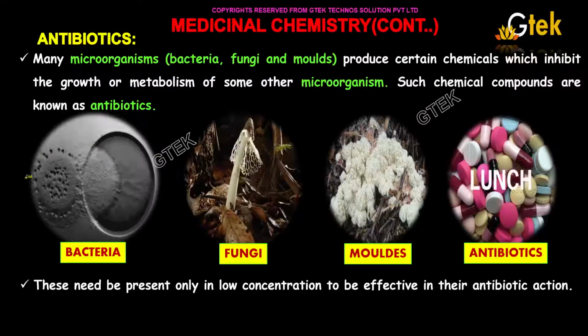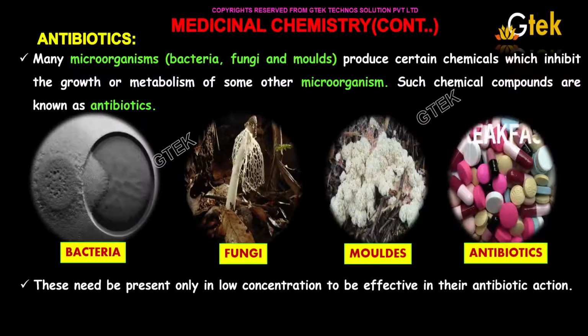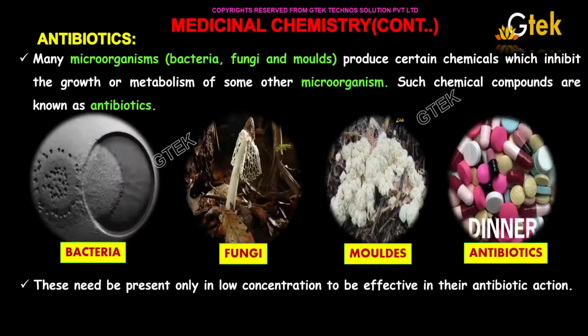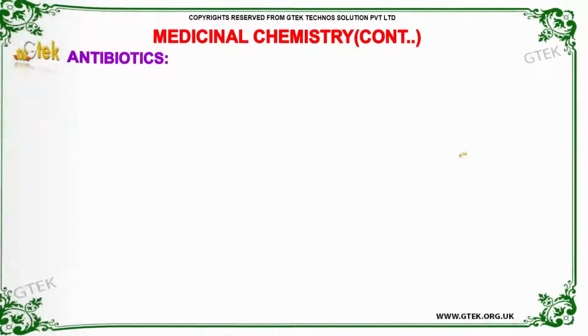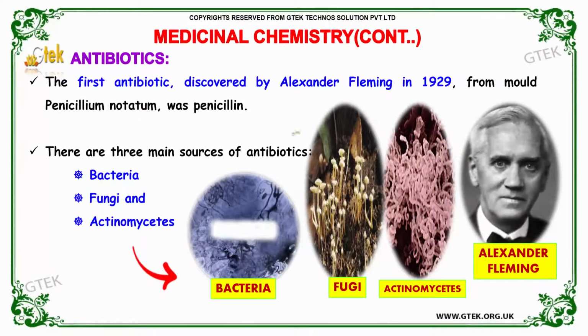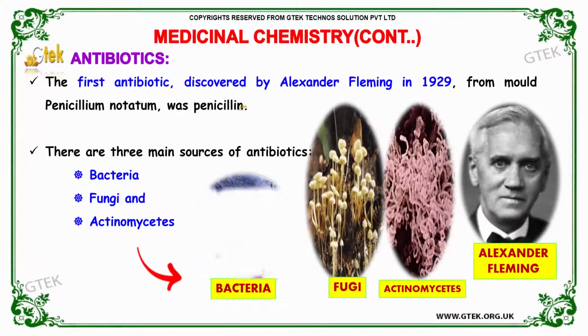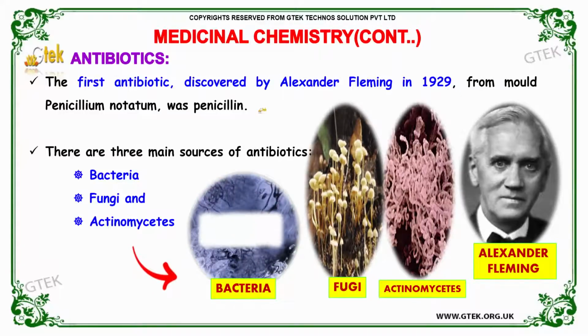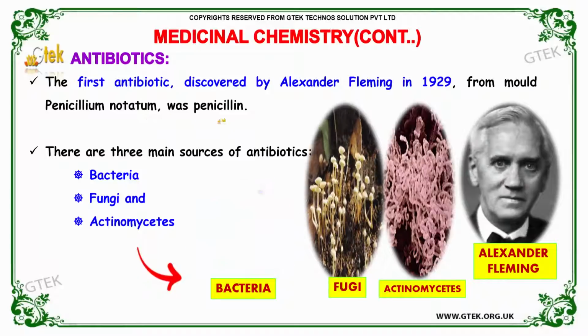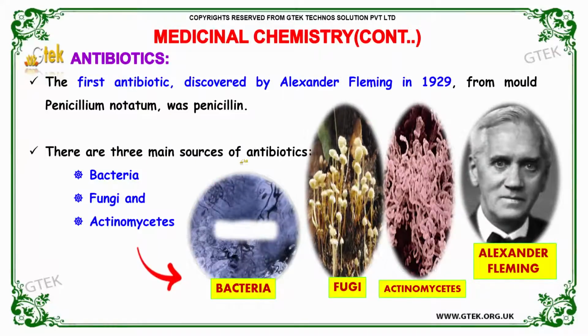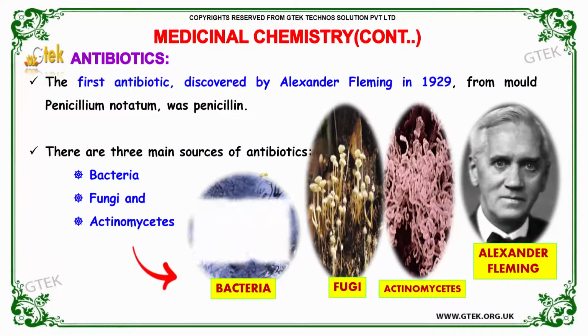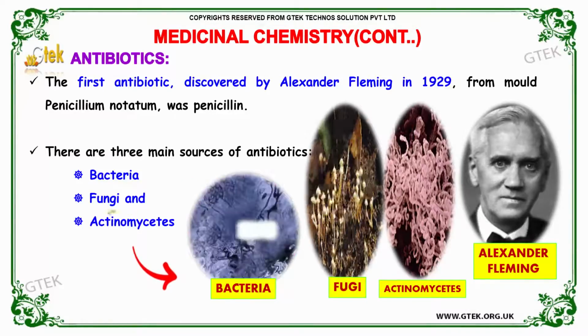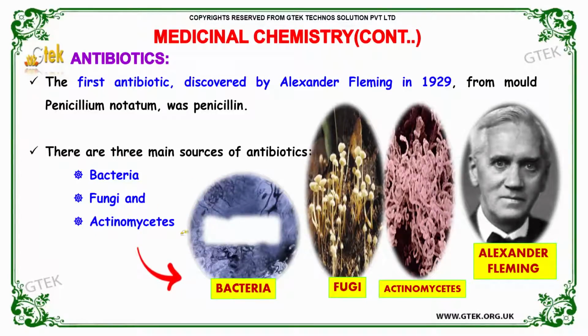These are the general structures of bacteria, fungi, molds, and antibiotics. The first antibiotic discovered by Alexander Fleming in 1929 from mold Penicillium notatum was penicillin. There are three main sources of antibiotics. They are bacteria, fungi and actinomycetes.